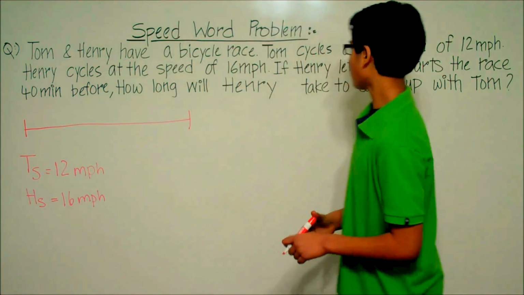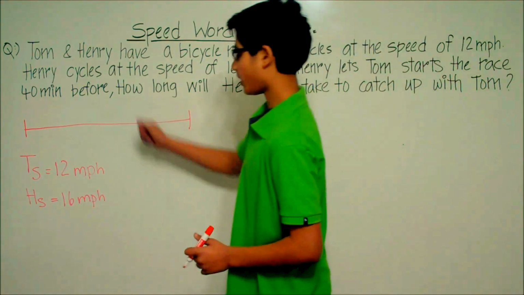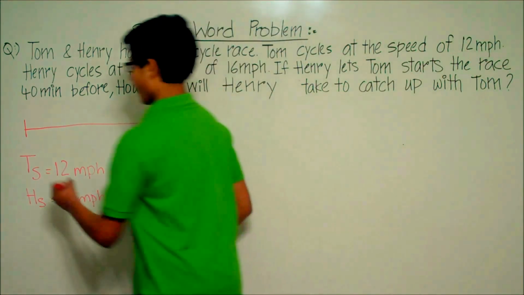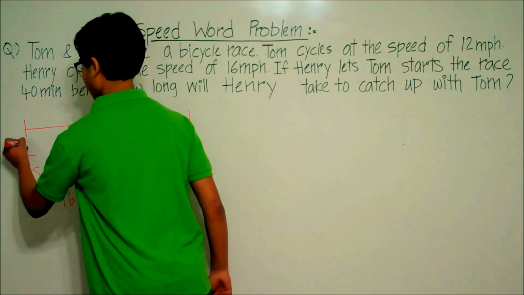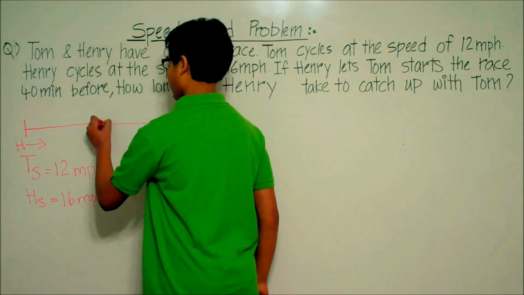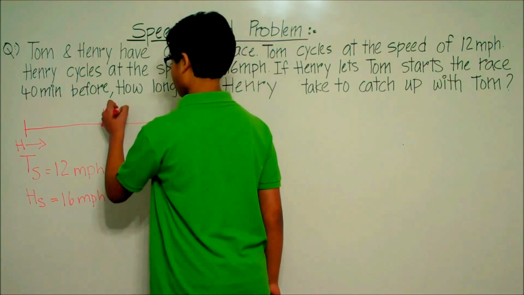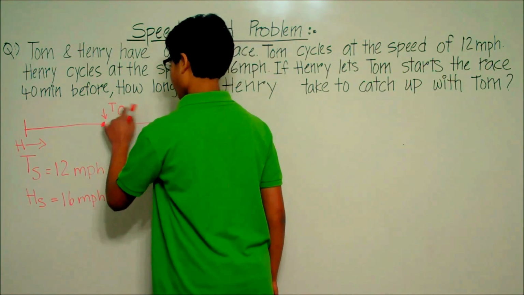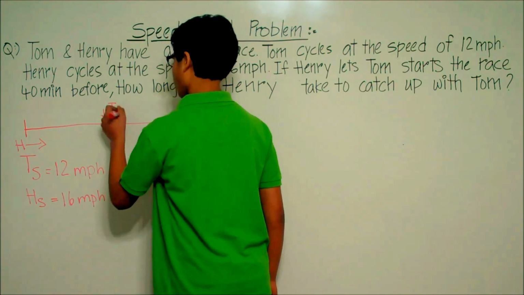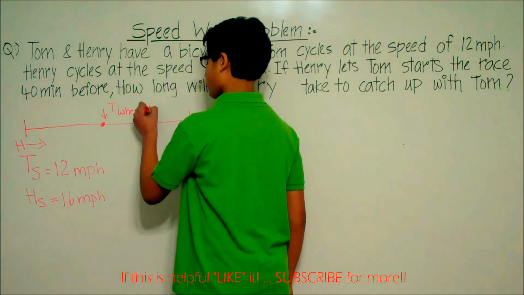Now we know that Henry lets Tom start the race 40 minutes before him. So let's say that Henry, H for Henry, starts the race when Tom is right here. So Tom, T for Tom, when H starts, H for Henry.